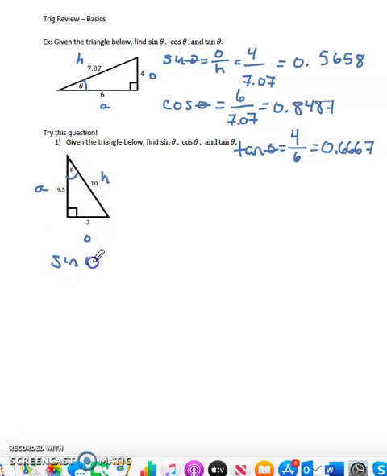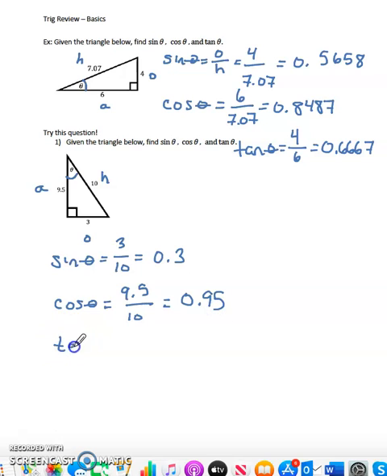So sine of theta is opposite over hypotenuse, which is 3 over 10. And if we wanted to write that as a decimal, we could. It would be 0.3. Cosine of theta is adjacent over hypotenuse, which is 9.5 over 10, or 0.95. And tangent of theta is opposite over adjacent, or 3 over 9.5, which is 0.3158.